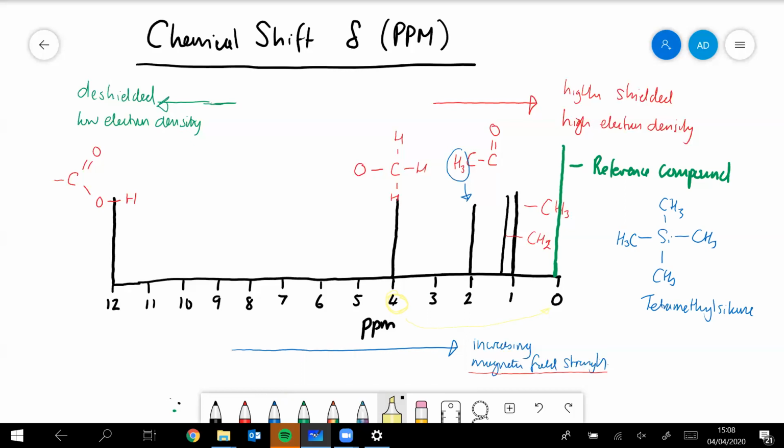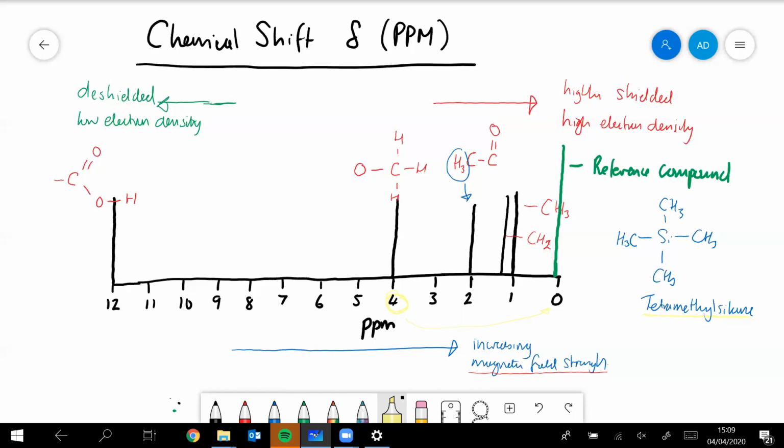Okay, so this is like an internal benchmarking thing. You put your tetramethylsilane in there, and that's defined as 0 ppm. Tetramethylsilane requires the biggest magnetic field in order for it to absorb the radio waves. And you compare everything to that.